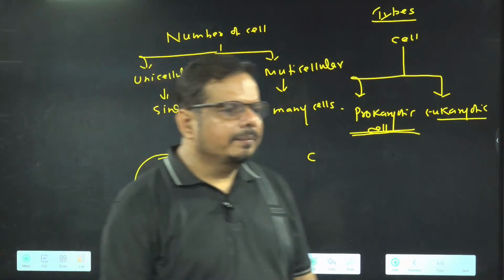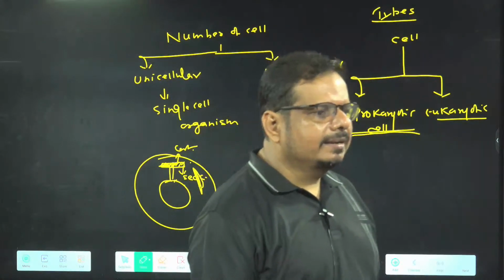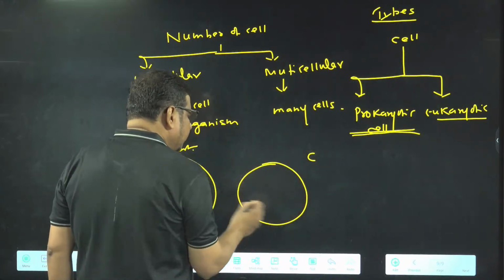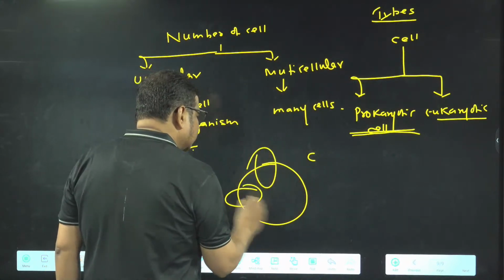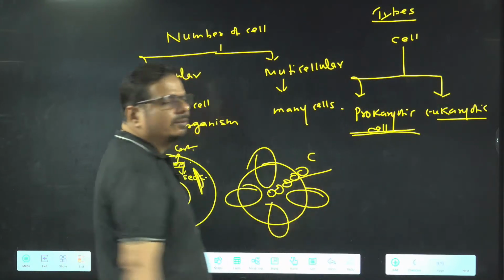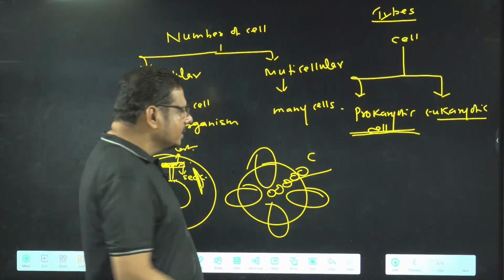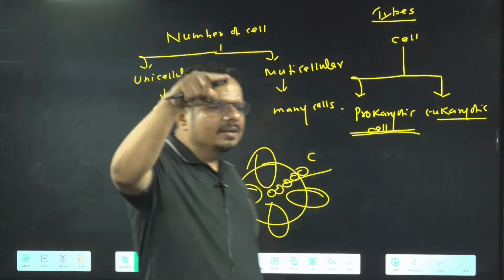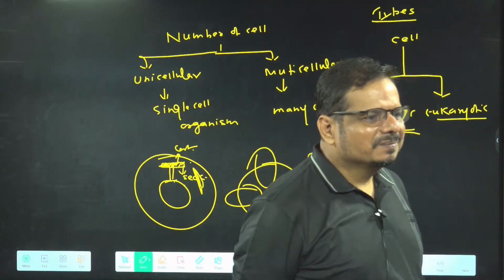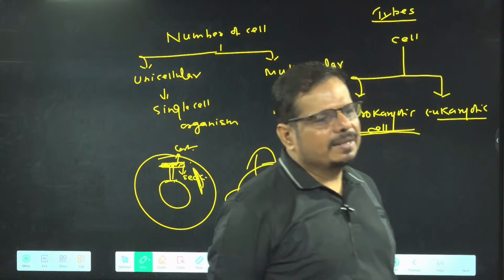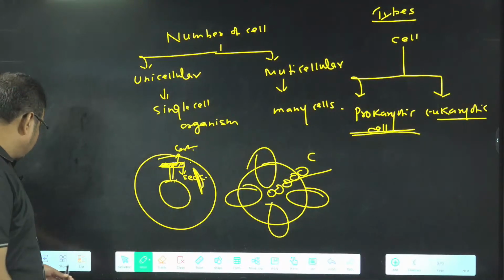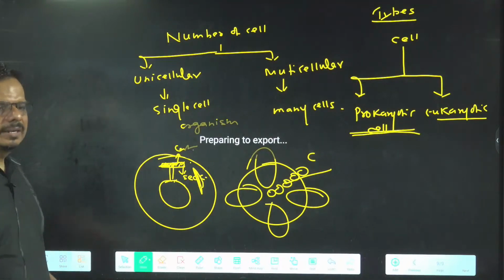In dicot stem, ray initials form both primary and secondary medullary rays. See, in dicot stem, the pith ray is there, so it is the primary medullary ray. And after secondary growth, ray initials form secondary medullary rays. So in stem, both primary and secondary medullary rays form. But in root, the primary medullary ray is not there; the secondary medullary ray forms.